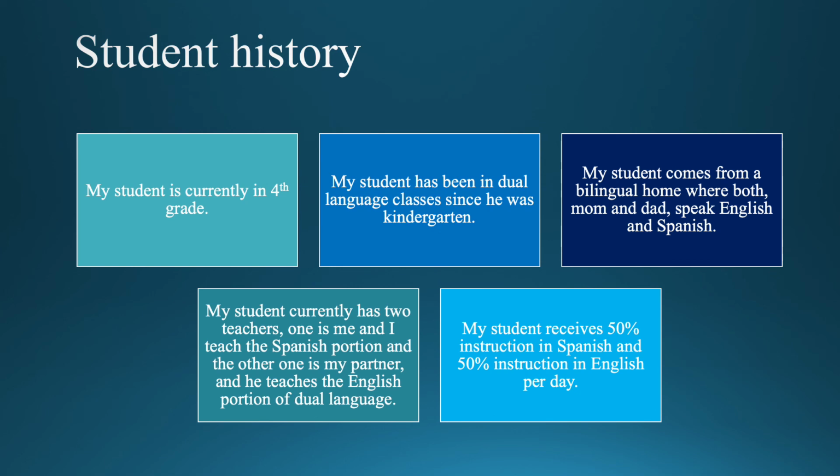Student History. The student I will be talking about is currently a fourth grader. My student has been in dual language classes since he was in kindergarten. He comes from a bilingual home where both mom and dad speak English and Spanish. He currently has two teachers. One is me, and I teach the Spanish portion, and the other one is my partner, and he teaches the English portion of dual language. My student also receives 50% instruction in Spanish and 50% instruction in English per day.